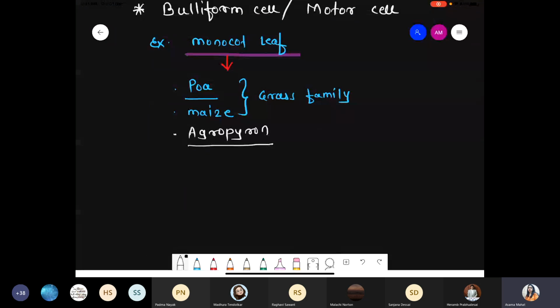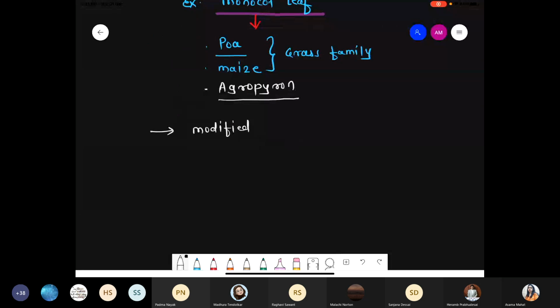Basically, bulliform cells are modified epidermal cells. You know very well, whenever we are talking about the epidermis or epidermal cells, normally they are living, and normally they form a single layer. Sometimes, if chloroplast is present, they are green also. But why are we saying these are a modification of the epidermal cell? Because in the monocot leaf where bulliform cells are present, they basically have three important features.